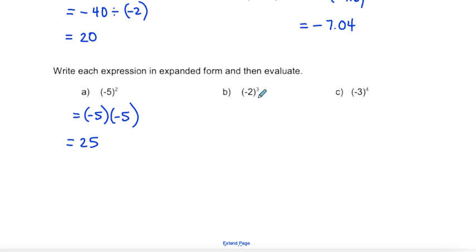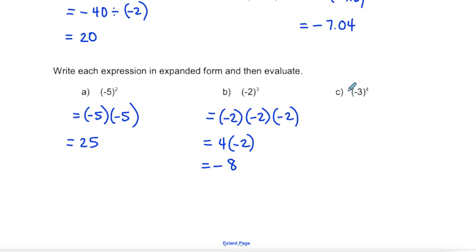What does negative 2 to the power of 3 mean? Well, this means it's negative 2 times itself 3 times. So in order to answer this question, I'm going to follow order of operations. These are all multiplications from left to right. Negative 2 times negative 2, so 2 negatives make a positive, and 2 times 2 is 4. So 4 times negative 2, a positive and a negative is a negative, and 4 times 2 is 8.